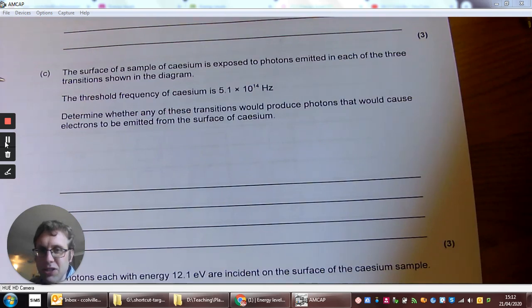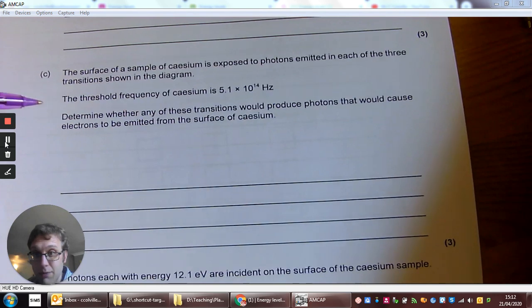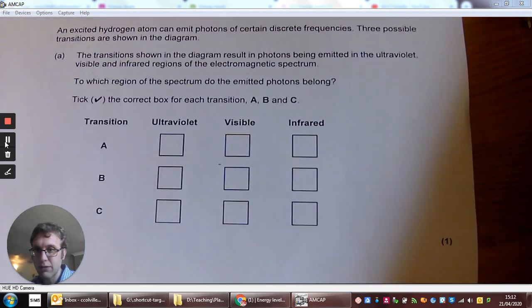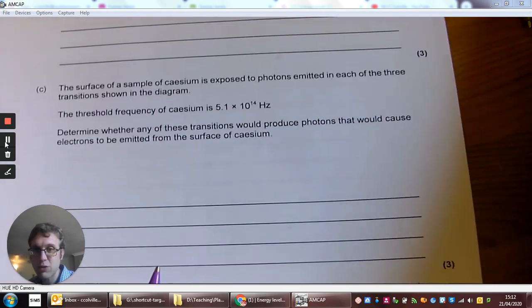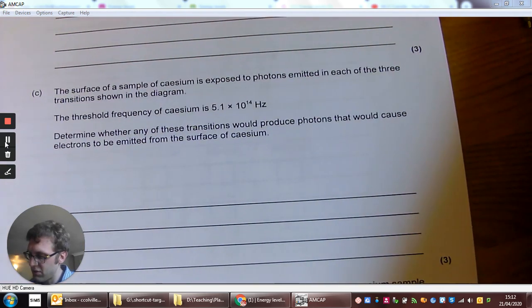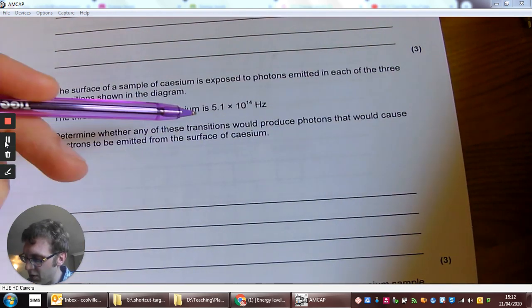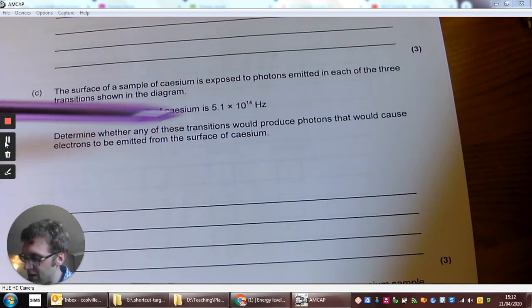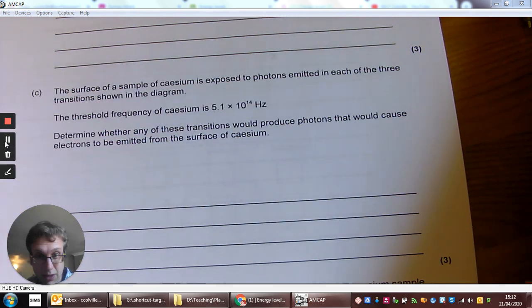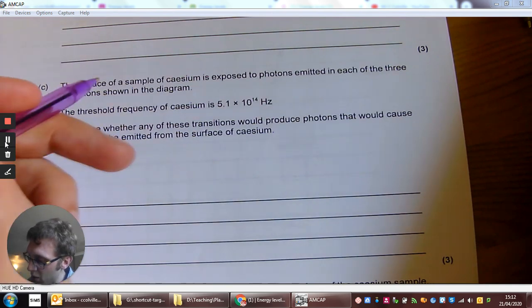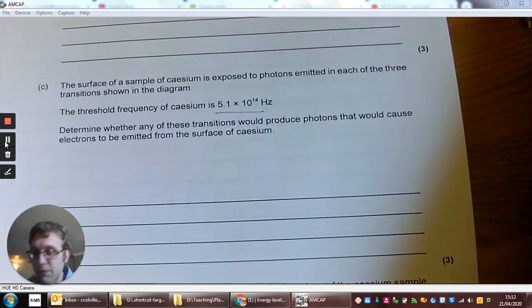Question 2C from our energy level questions. We're using that energy level diagram from hydrogen that we've looked at already, which is just this one here. And it's saying of each of those three transitions, and it is just those three transitions, would any of them produce photons that would have enough energy to cause electrons to be emitted, so do some kind of photoelectric effect type stuff. So we've got our threshold frequency.